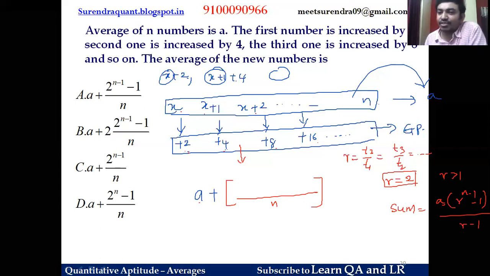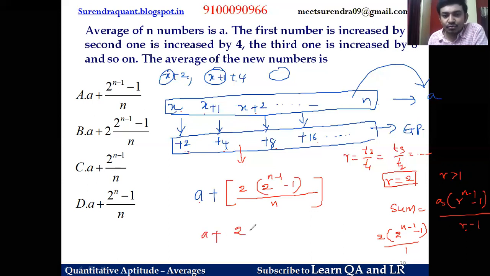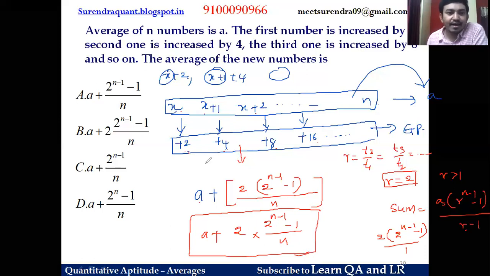Okay, come to the sum of numbers. a is 2, the first term is 2, into r is 2, power n minus 1, by r minus 1, which is 2 minus 1, 1. So the sum of terms is 2 into 2 power n minus 1. So if I take this as A plus 2 into 2 power n minus 1 by n, this is simply the average of the new series, and that is option B.